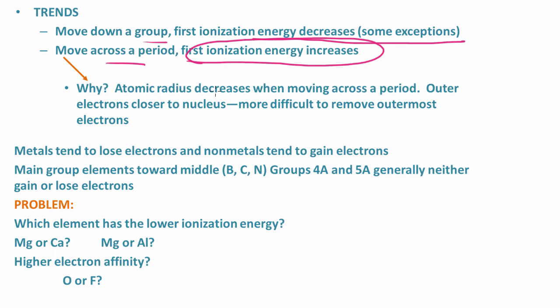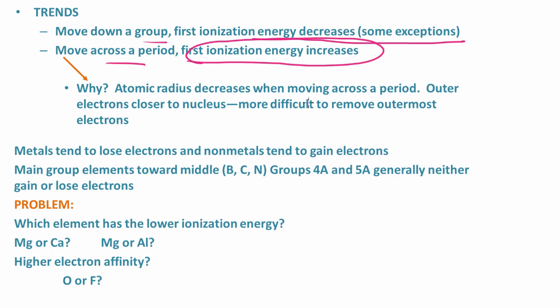Why would it increase as we move across a period? That's because as you go across a period, the atomic radius will decrease. So in other words, a fluorine atom is smaller than an oxygen atom.